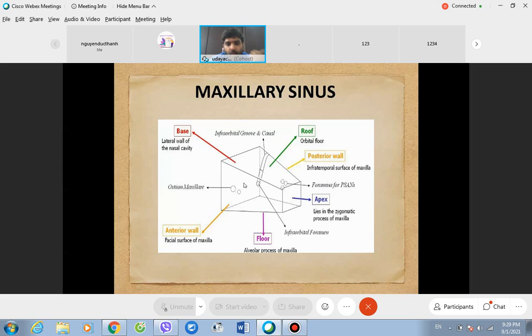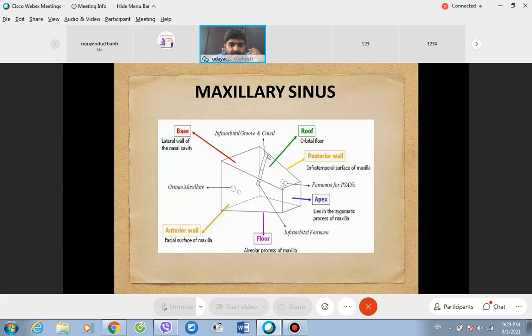So there is the base, which is towards the lateral nasal wall, roof towards the orbital floor, posterior wall towards the infratemporal surface of the maxilla, anterior wall is the facial surface of the maxilla, apex towards zygomatic arch, and inferiorly it is having the alveolar process of the maxilla.